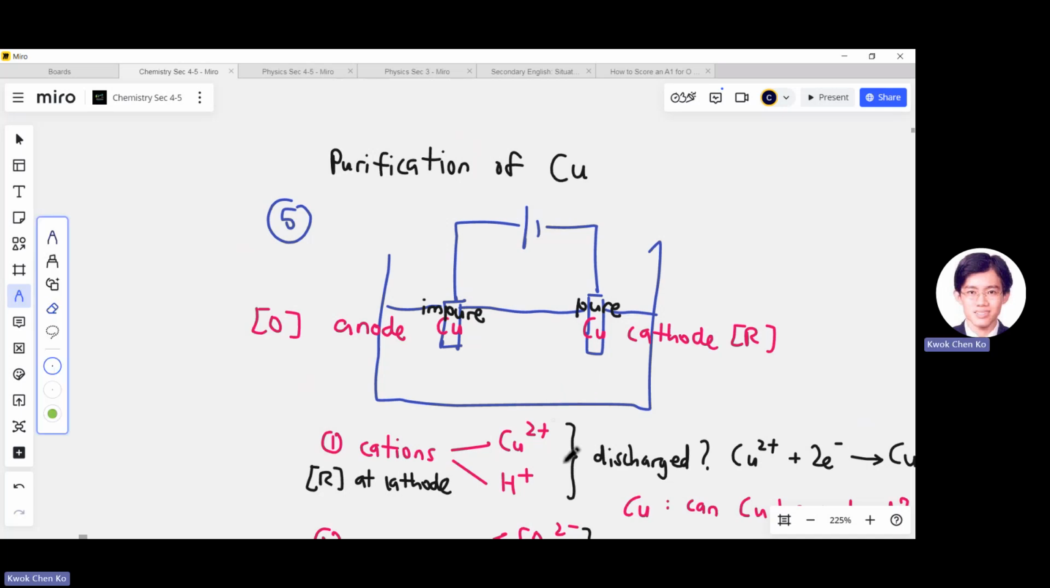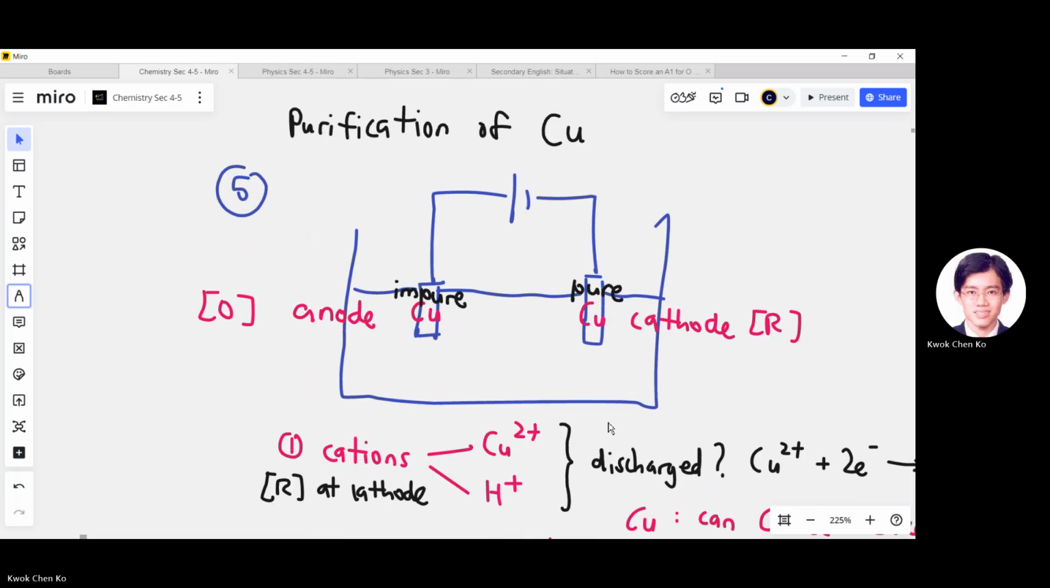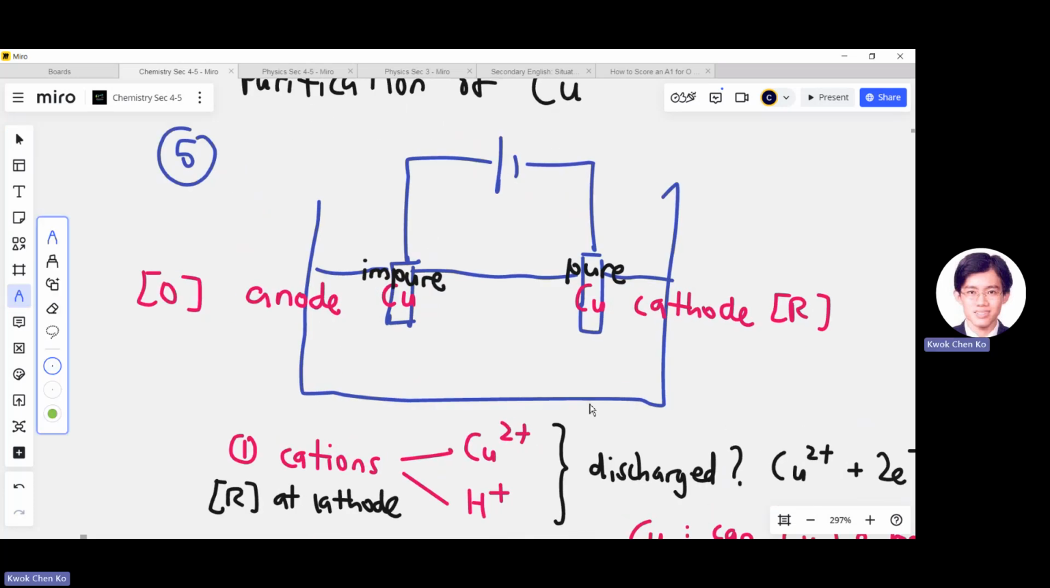So if you look carefully, what's happening? This guy is oxidizing. So observation, what happens to this? It will slowly become smaller and smaller and smaller, as the copper dissolves into the electrolyte.